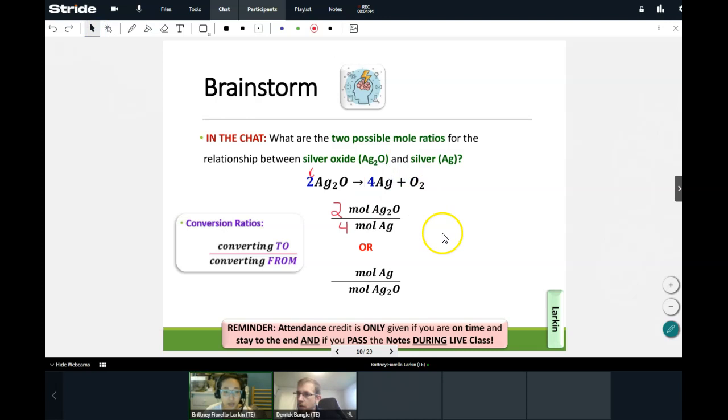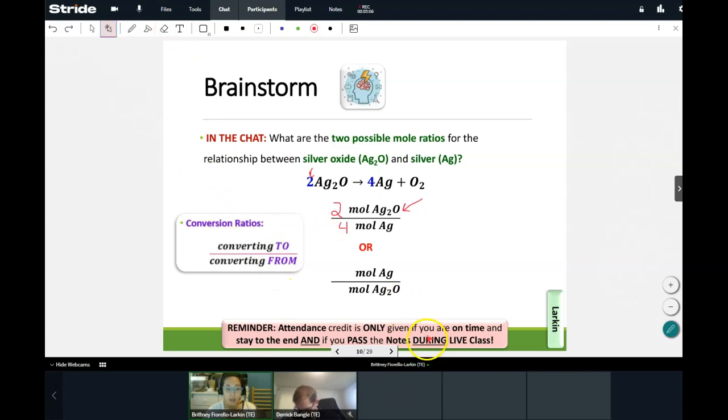Perfect. Now, this is really useful because when we are doing stoichiometry, we might want to convert from one chemical to another. Remember that what you put on top is what you are converting to. So in this instance, I would be converting to silver oxide and from silver on the bottom. So converting to goes on top, converting from goes on the bottom. But let's say I want to switch it up.